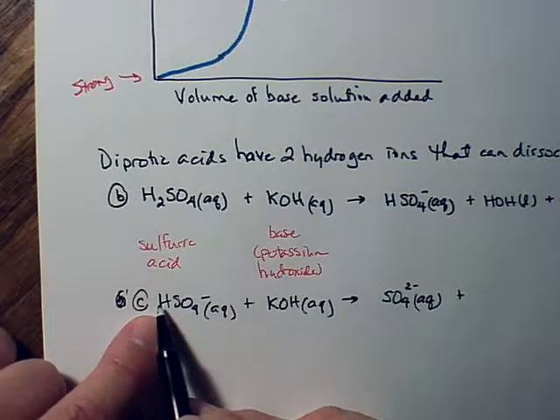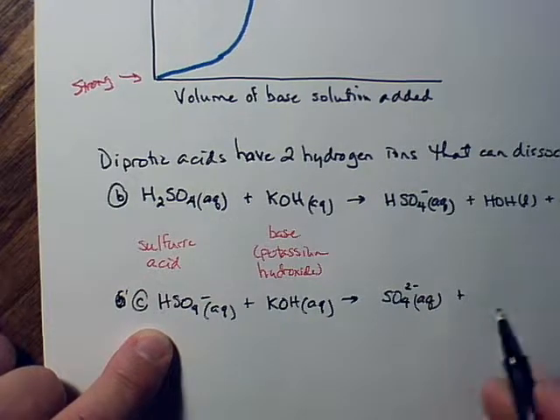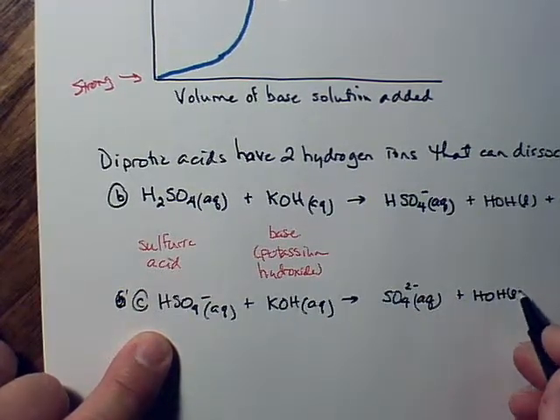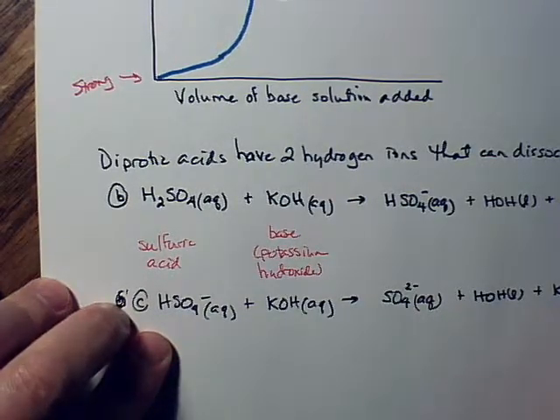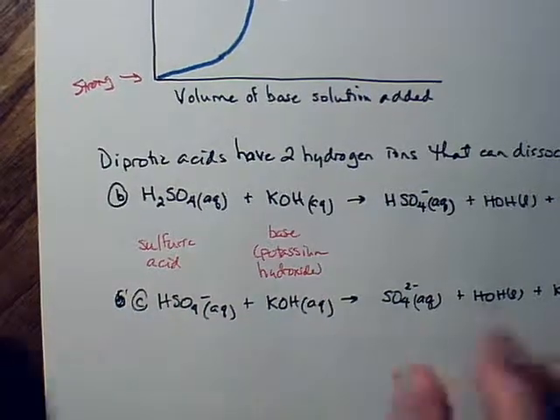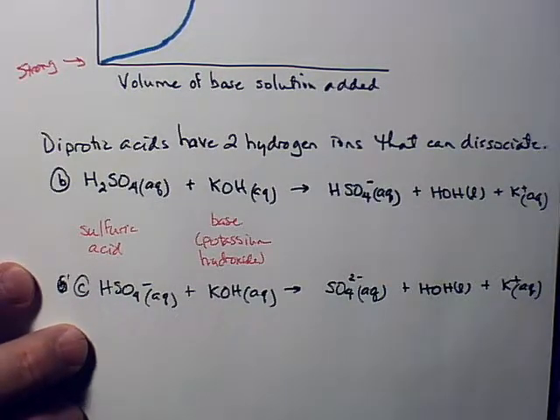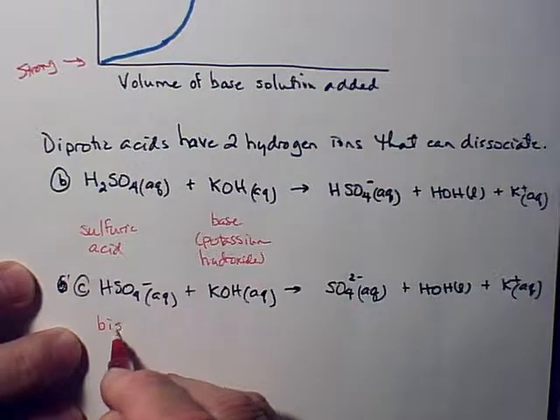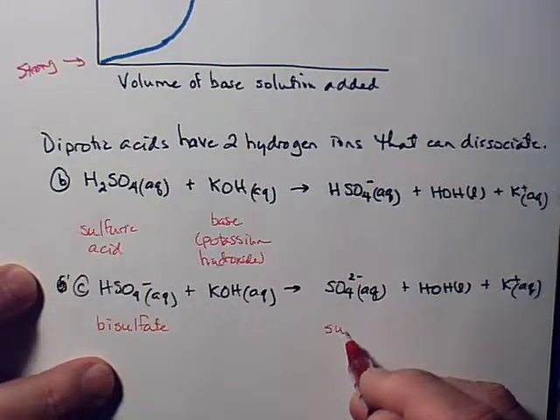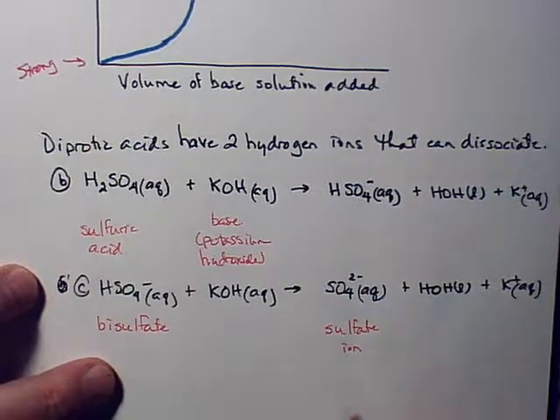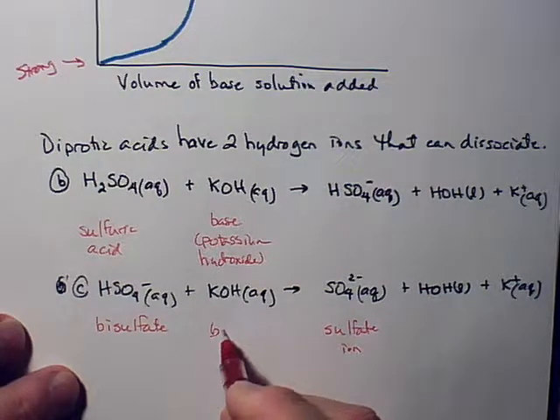And we're still making water. The hydrogen from this species here, this is called bisulfate. This hydrogen joins up with this hydroxide on the back. We're making more water. And we're still freeing up more potassium ions. Alright? So this is called bisulfate, if you want to know. I think it's on your common ions list too. And this is the sulfate ion. Okay? And this is just our base again.